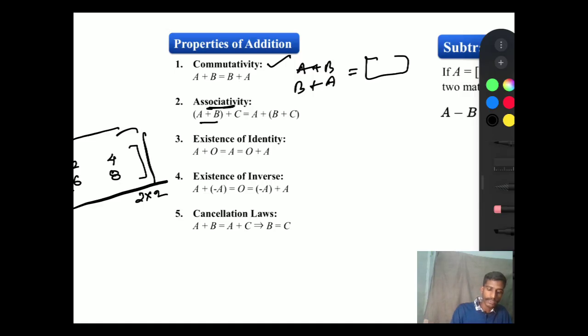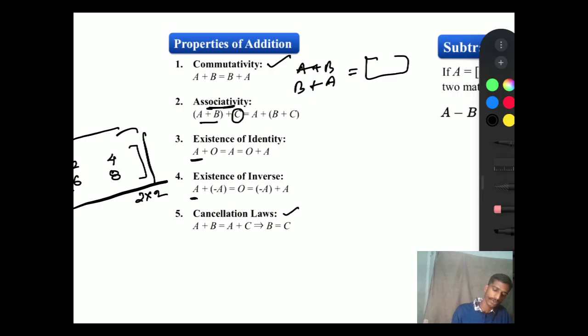The next property is associativity. If we add two matrices and then add another matrix, we'll get the same matrix whichever two we add first. Then there is the existence of identity: if we add a matrix with 0, we get the same matrix. What is the existence of inverse? If we add a matrix with the negative of another matrix, we'll get 0.